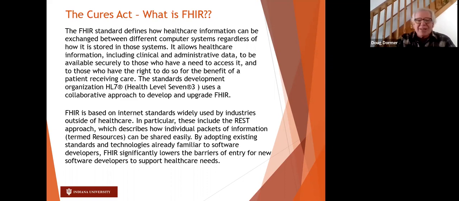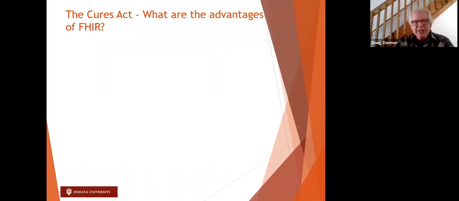So I'm really excited to see here that in the published literature, it's recognized that FHIR is a standard built on other industries, and in this case, particularly the REST approach that describes how individual packets of information, which are termed resources, are shared. So then they go on: by adopting existing standards and technologies already familiar to software developers, FHIR significantly lowers the barriers to entry, and that makes exactly the point I was trying to make all those years ago. So what are the advantages of FHIR?